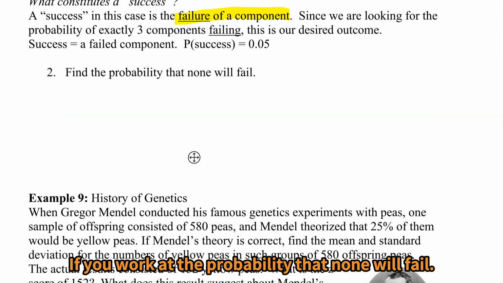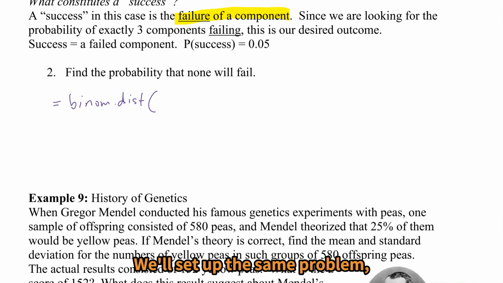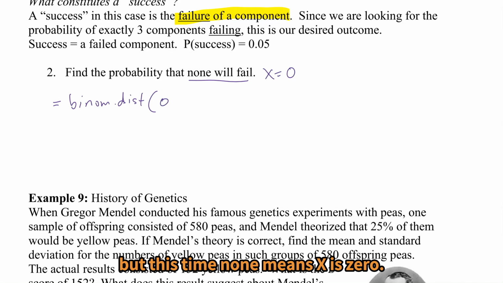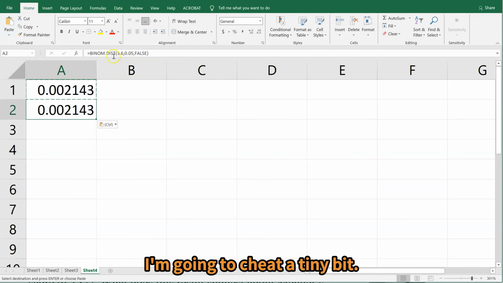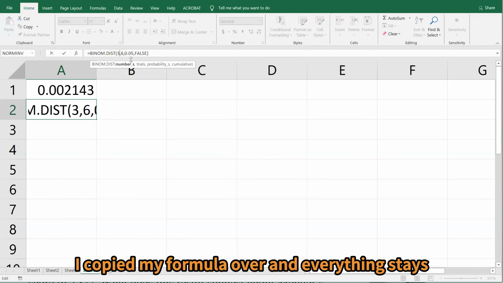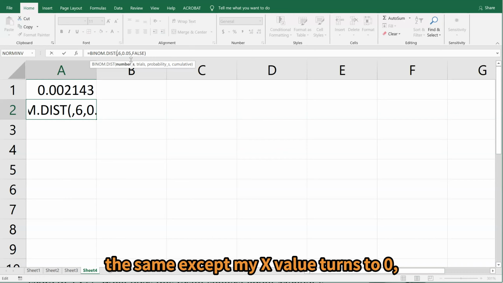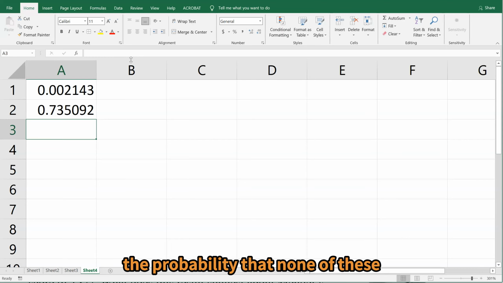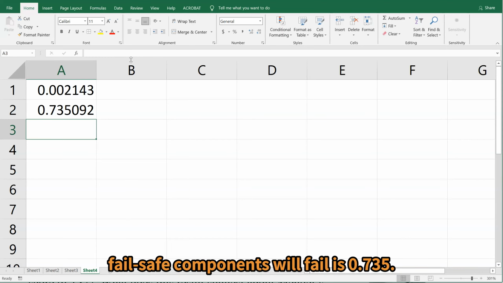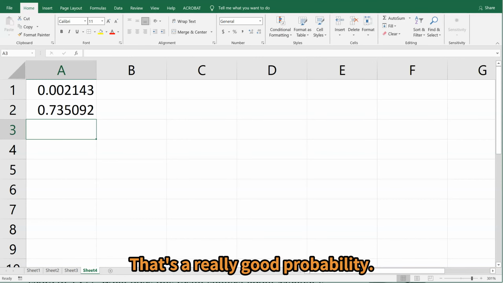If we look at the probability that none will fail, we'll set up the same problem, but this time none means x is 0. So back over in Excel, I'm going to cheat a tiny bit. I copied my formula over and everything stays the same except my x value turns to 0. So I'll go ahead and change that. And check it out. The probability that none of these fail-safe components will fail is 0.735. That's a really good probability.